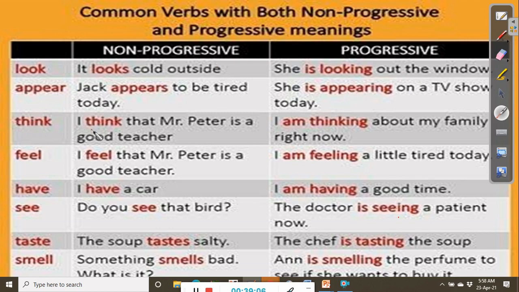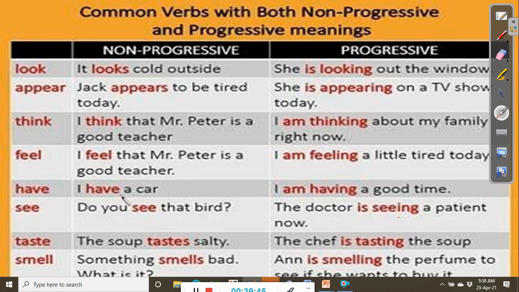Think. I think that Mr. Peter is a good teacher. I think. All right. This is stative. Then, I am thinking about my family right now. This is dynamic. Thinking. I am thinking about my family. Then, feel is stative when we say, I feel that Mr. Peter is a good teacher. I feel that. All right. But then, dynamic, I am feeling a little tired today. I am feeling cold, right? In that way, you are using it as a dynamic verb.